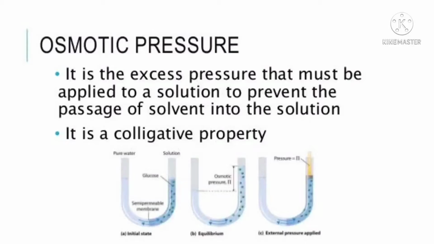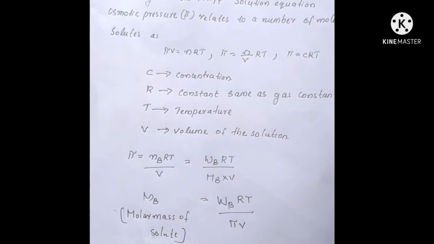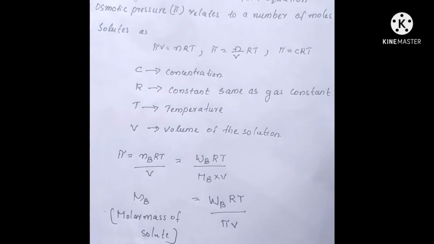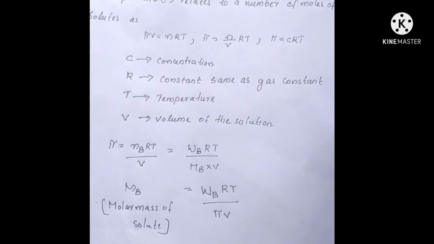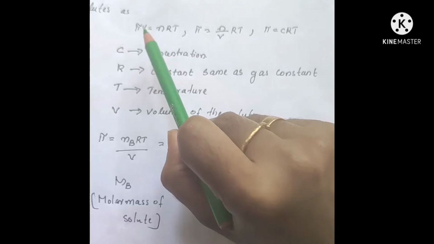What is osmotic pressure? It is the excess pressure that must be applied to a solution to prevent the passage of solvent into the solution. Like other colligative properties, osmotic pressure depends upon the number of solute particles and is independent of the identity of the solute. We have studied that osmotic pressure is a colligative property because it depends upon the number of molecules of solute. And we also studied a relationship, pi V equals nRT.